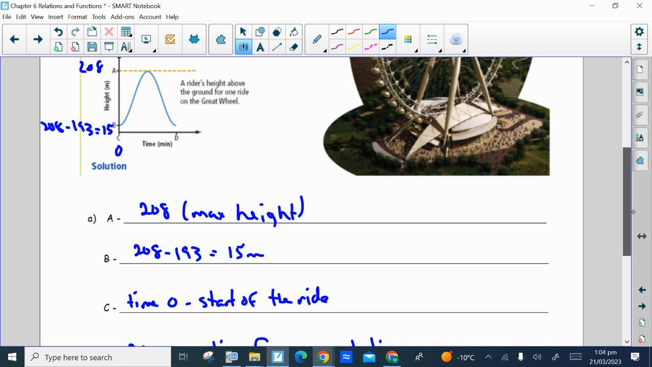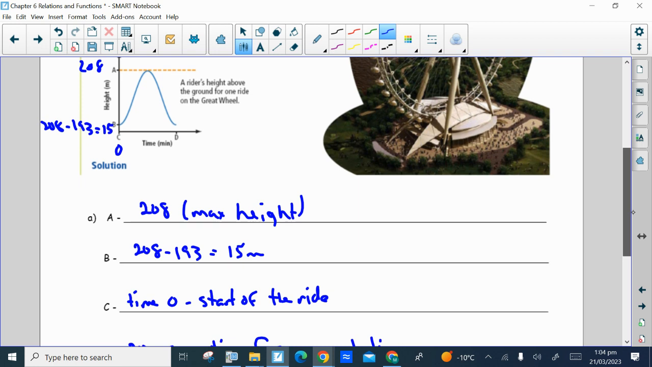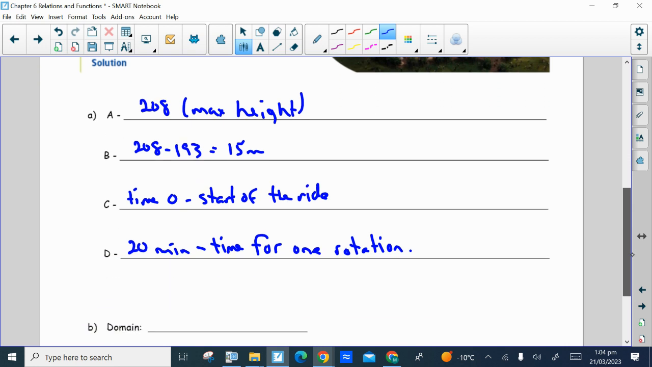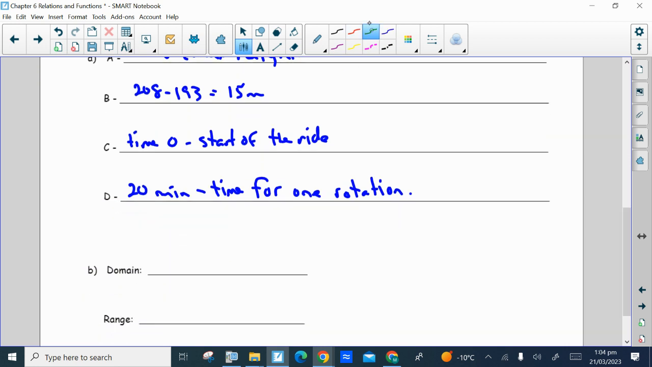Remember, the domain is measured along the x-axis. So that's between C and D inclusive, which means between 0 and 20. So there's different ways that we can express this. Probably the easiest would be interval notation. We're going from time 0 up to time 20, and both are included, so we use the square brackets there. Whenever you use interval notation, that means real numbers.